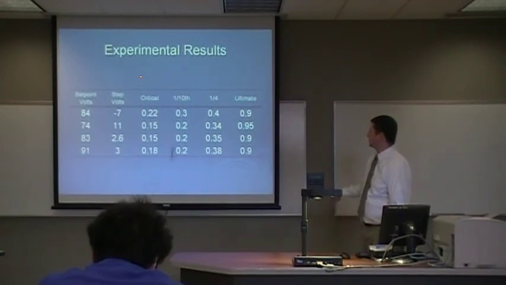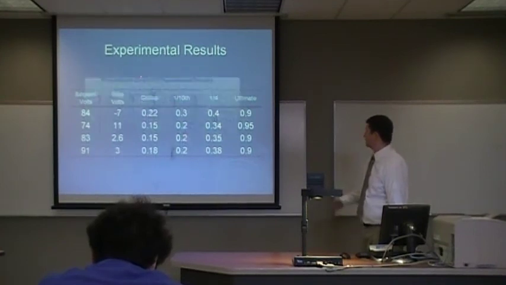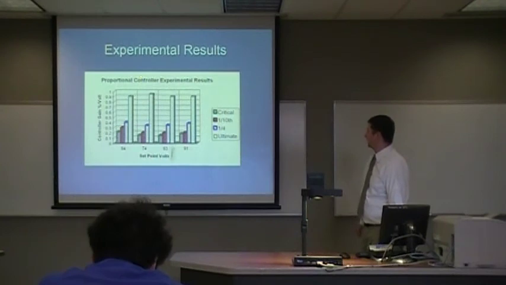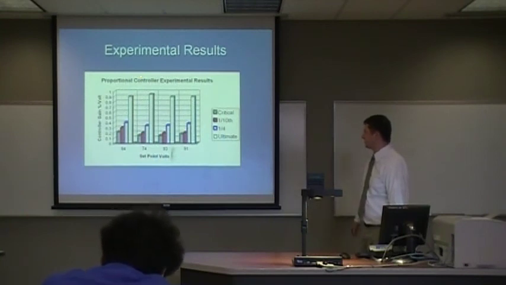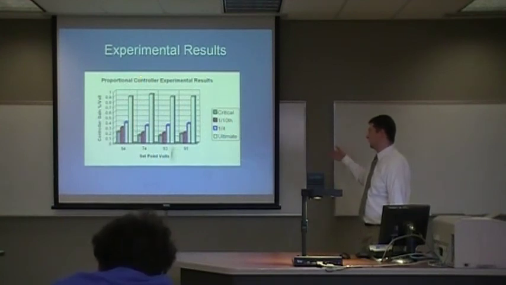So here's a summary of the results for the critical. As you can see, the values do follow fairly closely, substantially less than what we had before. Here's the graphical version of the same data. You see the ultimate gains very high across the board. Bigger jump in the data between the quarter decay and the ultimate in the experimental results as opposed to the modeling.